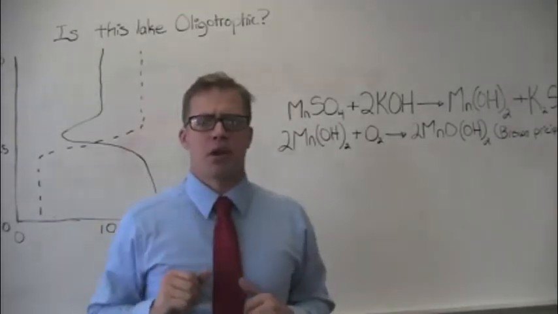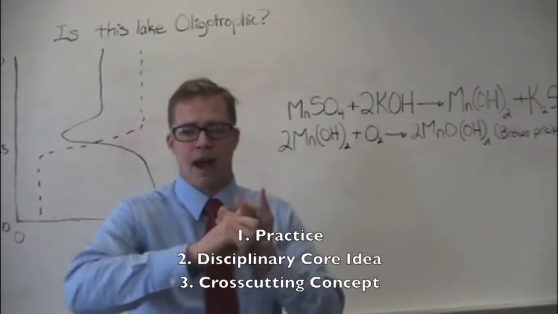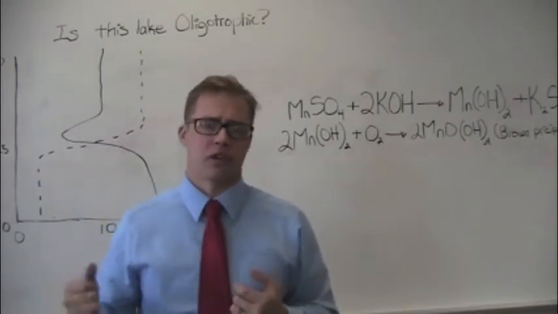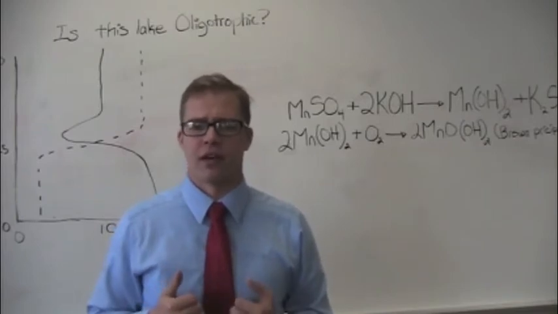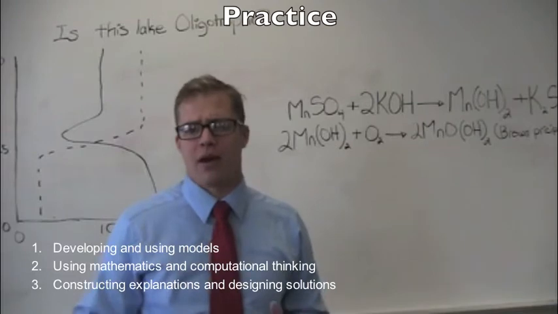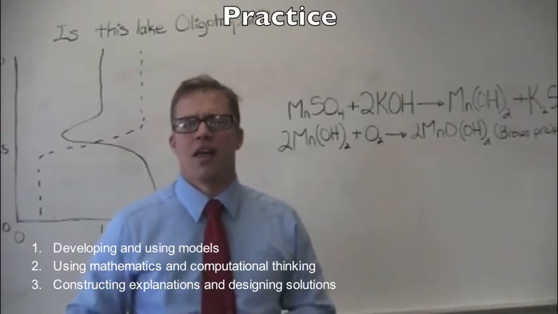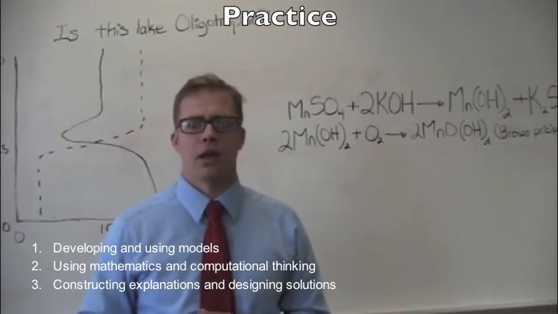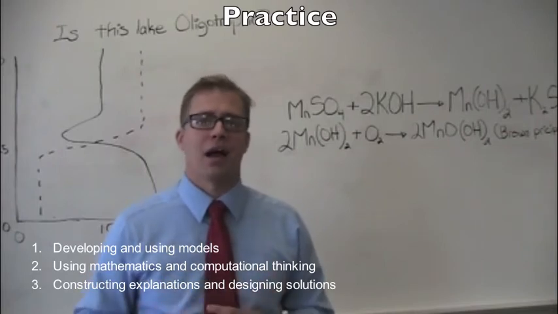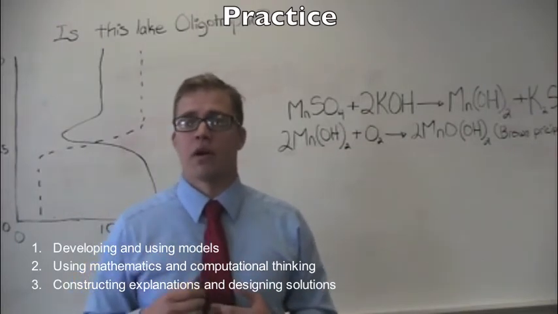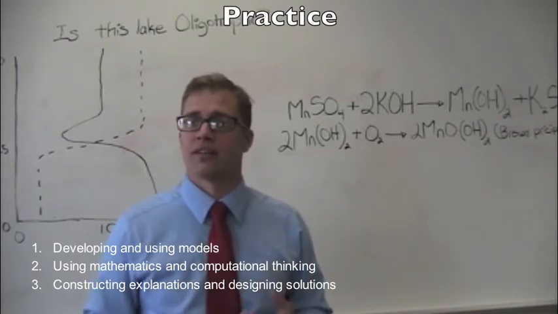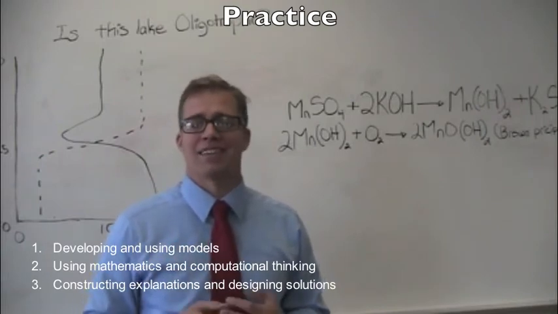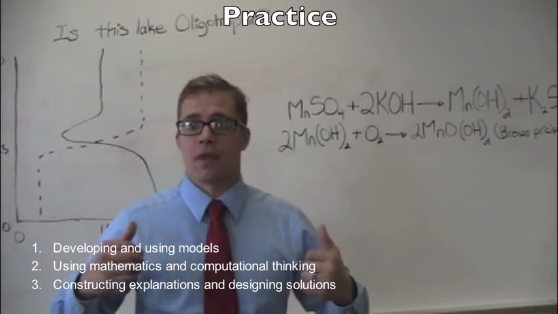Now, each assessment component was developed using a practice, a disciplinary core idea, and a cross-cutting concept from the foundation components of the next generation science standard. First, the practice for matter and energy in organisms and ecosystems are developing and using models. Students should be able to do this, especially at the high school level. Number 2, using mathematics and computational thinking is especially important for people who pursue science and people who are going to be science literate.